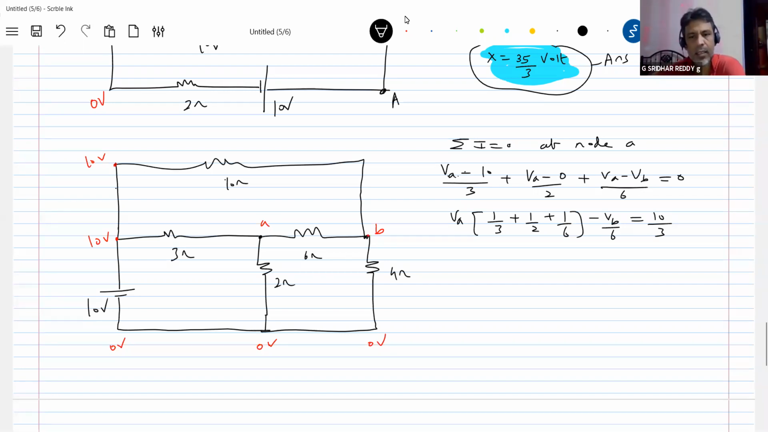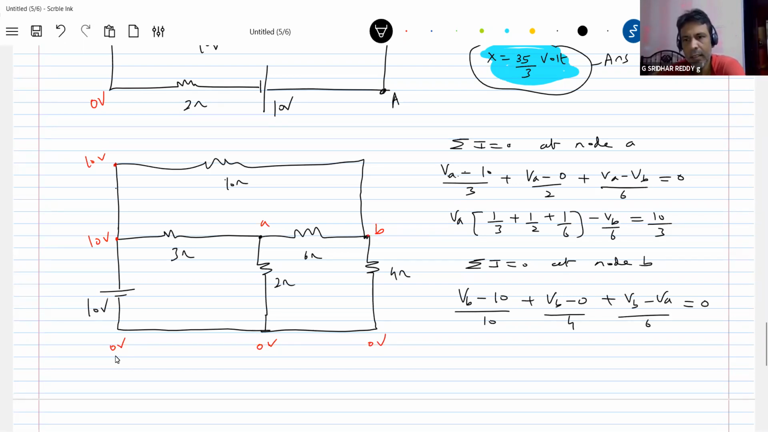We'll write again at this particular point, KCL at node B. (VB minus 10) by 10 plus (VB minus 0) by 4 plus (VB minus VA) by 6 equal to 0. So VB (1 by 10, 1 by 4, 1 by 6) minus VA by 6 equal to 1.